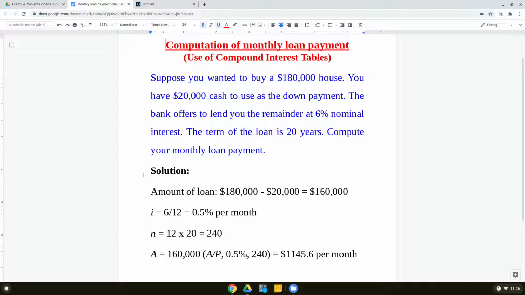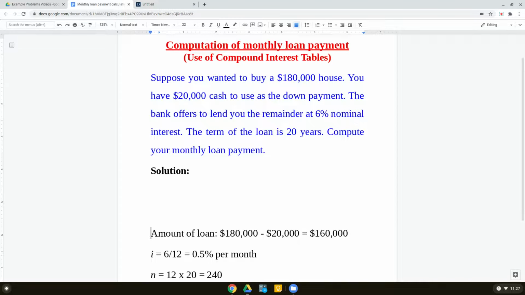So, very interesting. We are talking about a mortgage payment. The house cost is $180,000, but you are going to make a down payment of $20,000. The loan the bank is offering you has 6% annual interest, and you have to pay it back in 20 years. So you want to calculate what will be your monthly loan payments. So simple problem. First, let's write down what is given to us, and then we will discuss the solution.